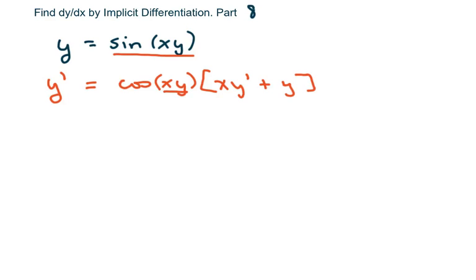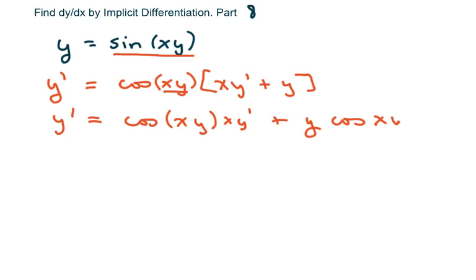Alright, so when you clean all this up, I'll go ahead and distribute. So you have y prime, the derivative of y, is cosine of xy times xy prime plus, and I'll go ahead and put the y in front, y times cosine of xy. So I just distributed here.